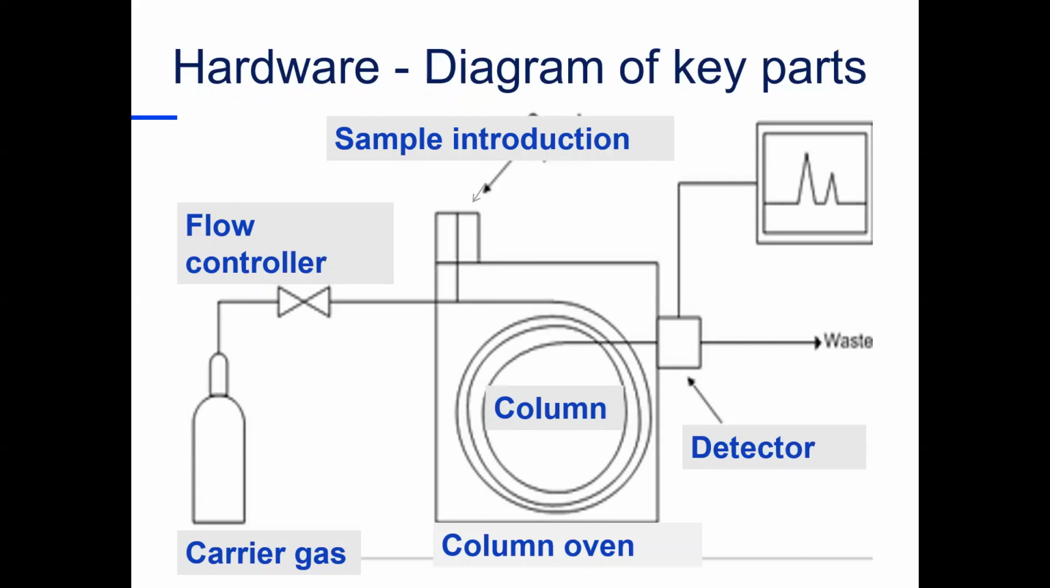So we have a gas here. We need some way to control that flow, so we have a flow controller. We need a way to inject our sample, or get our sample, into this column so we can get our separation here. And that's typically through a polymer septum up here that keeps the gas from going up.